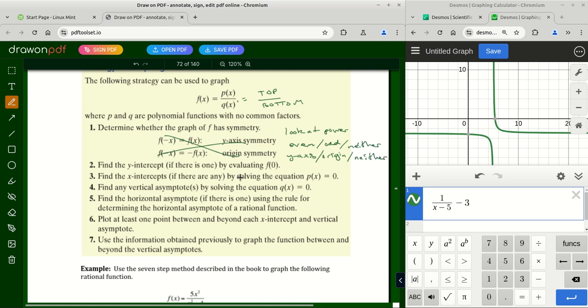When it says evaluate this, you're just going to plug in x equals 0. So that's kind of simple. X-intercepts: this is when the top is equal to 0. Solve for x. Vertical asymptotes: this is when the bottom is equal to 0. Solve for x. Horizontal asymptote is the 3 rules that we just learned.